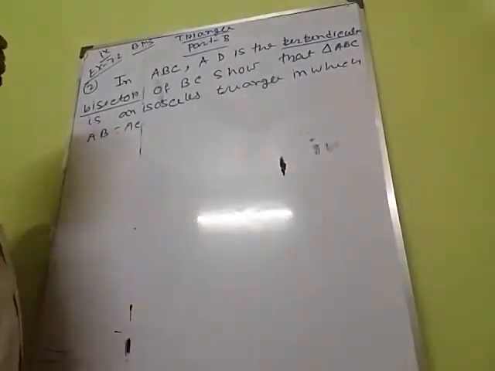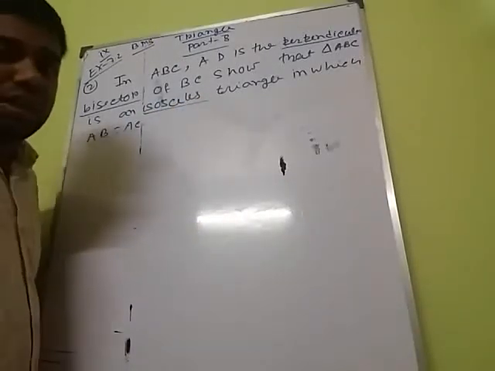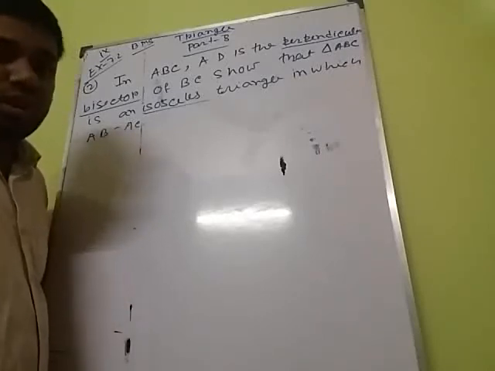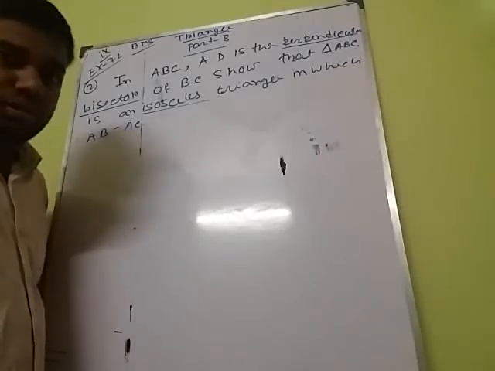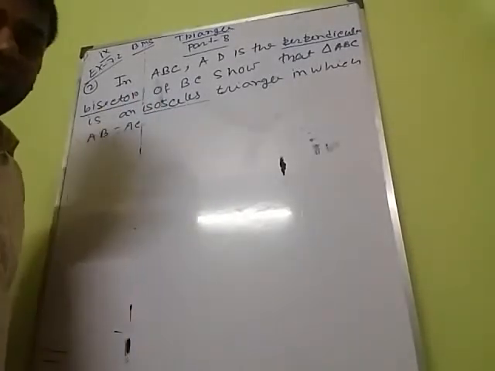And the second term, isosceles triangle. An isosceles triangle is one kind of triangle in which any two sides among the three sides are equal. So this is the definition of an isosceles triangle.